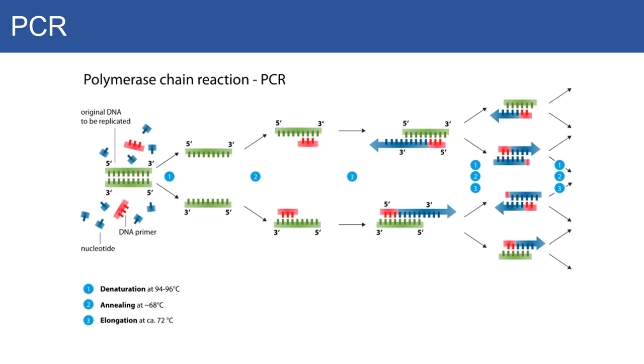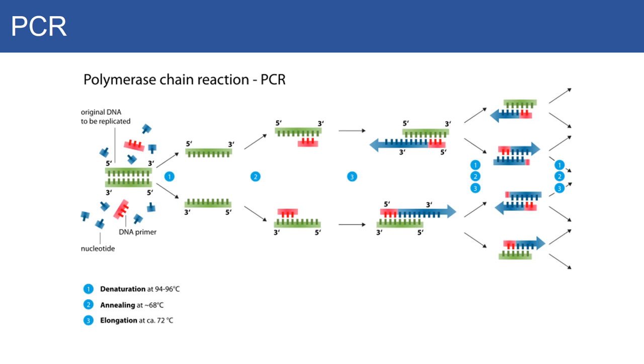You can see that in the second step, and that temperature is around 68. That depends on a few factors. And then we raise the temperature again and allow for elongation, where the polymerase comes in and finishes making copies. And we do that over and over, and at the end of the steps we get very large numbers of the same DNA.